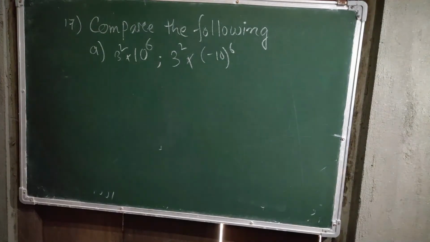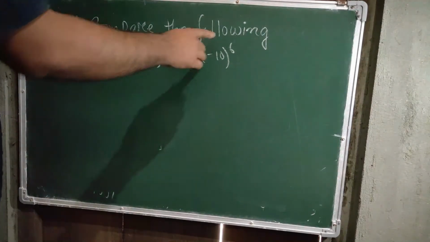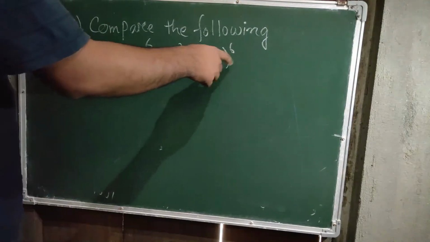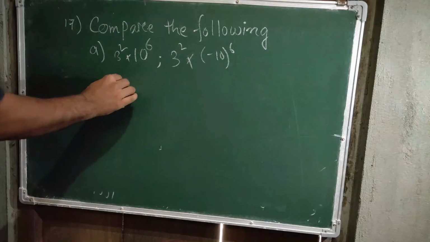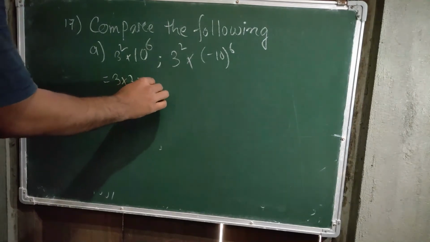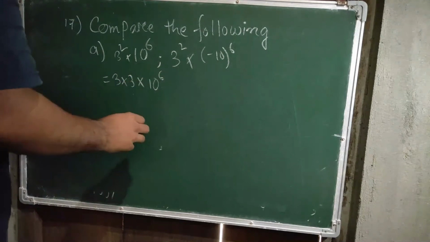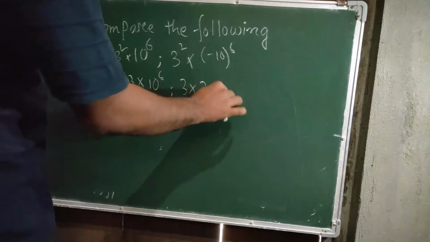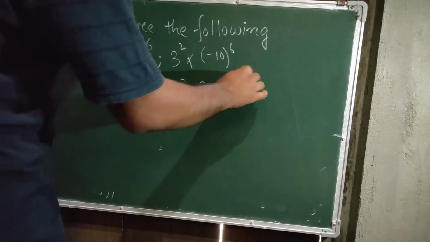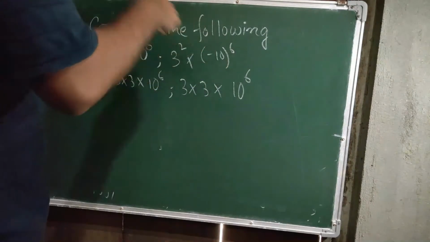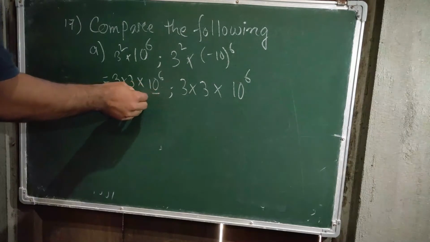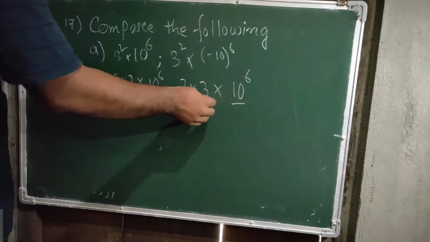So today we will discover question number 17. The question is: compare the following. 3 square into 10 to the power 6; 3 square into (minus 10) to the power 6. This one is 3 into 3 into 10 to the power 6. This one also will get 10 to the power 6, because the power is an even number, so minus will become plus.